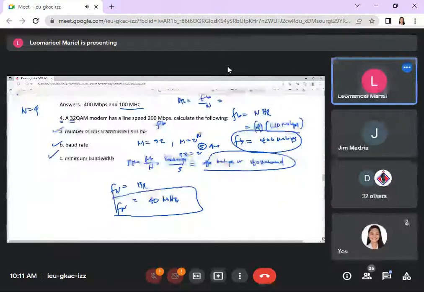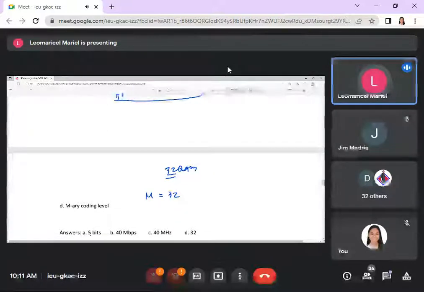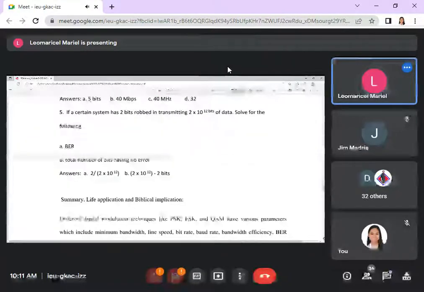Nasundan yun? Yes po. Tinatanong din yung M-ary coding. So, sinabi natin, M-ary coding M, kitang-kita mo na 32 QAM. Yung prefixes mo dito, the unit, that will be your number of possible combination. Therefore, 32 is the answer. Kaya, unit natin yan, 5 bits, 40 Mbps, 40 megahertz, and 32. Okay? Kaya madali lang yung ating calculation dyan.